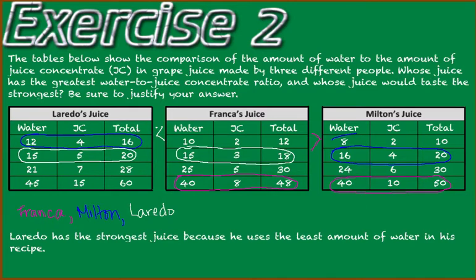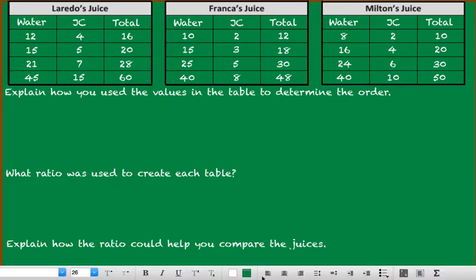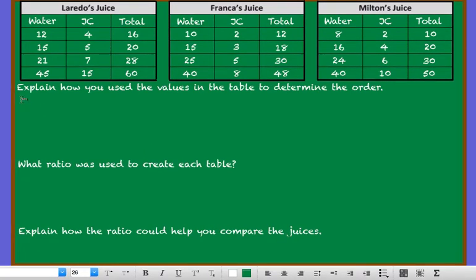All right, so let's move on to the second question that they had, and it says, explain how you can use the values in the table to determine the order. If I look at the values in the table, I know that Laredo's smallest one is 12 to 4, and I know that goes down to 3 to 1. In this case, the word value isn't talking about the ratio value. It's talking about values as in the numbers that are in the table.